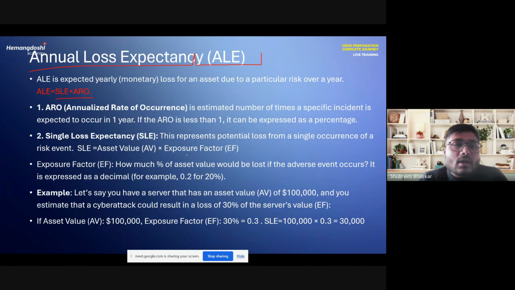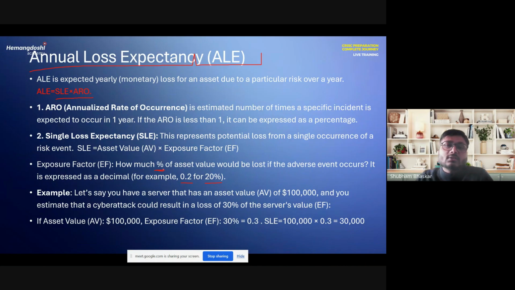Let's say a particular web server was impacted due to some incident, but only 20% of it was affected. So the exposure factor could be 20% or 0.2. Exposure factor is calculated in percentage.